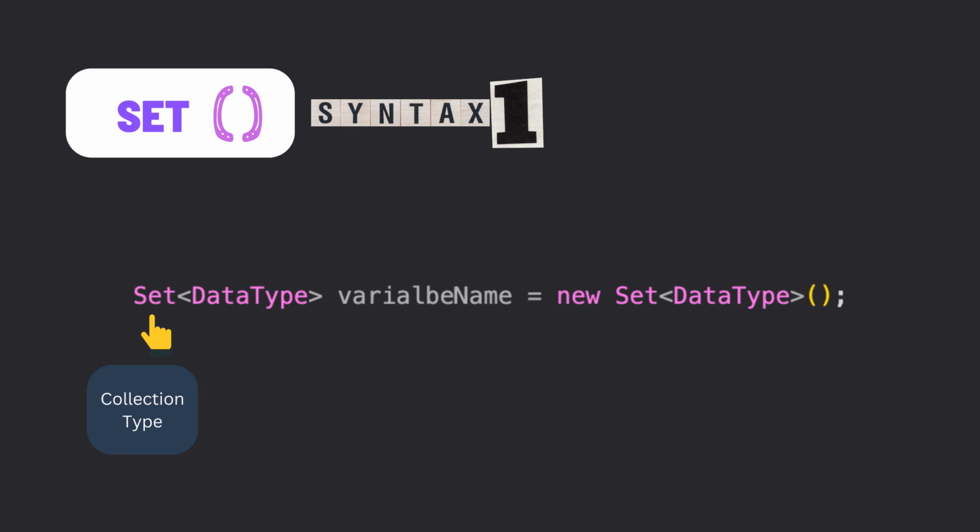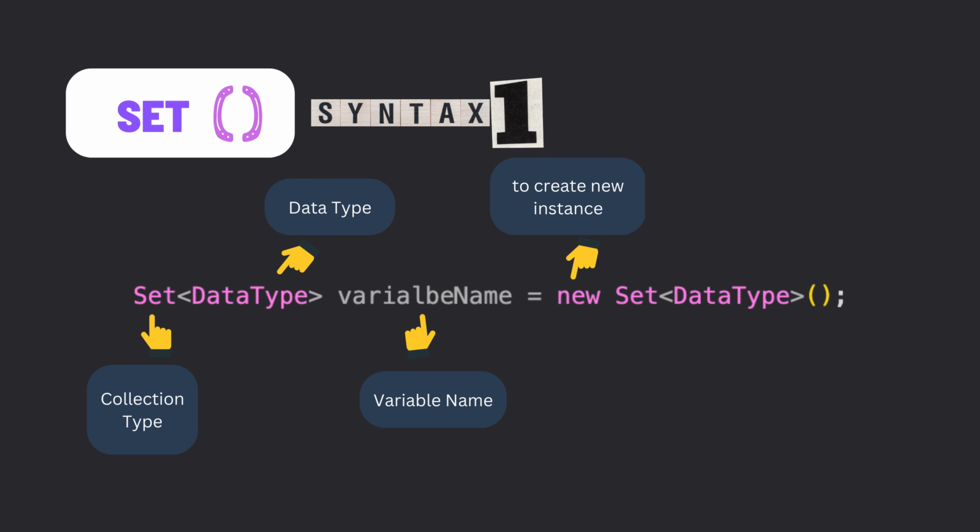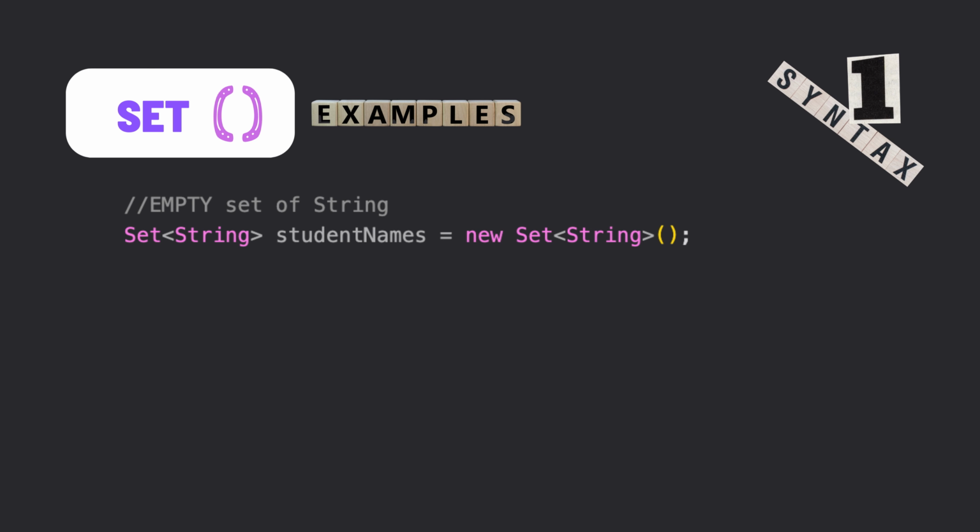We define the set collection type, use the angle brackets and place the data type within. Define a variable for it. Then for the assignment, we use the new keyword to create a new instance of the set. Finally, we call the built-in set class along with the data type and the parentheses. For example, here's an empty set of string with the variable name student names.